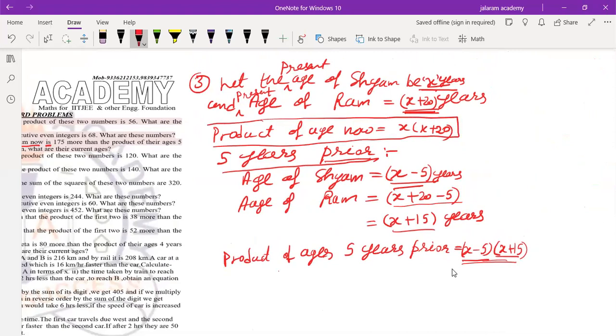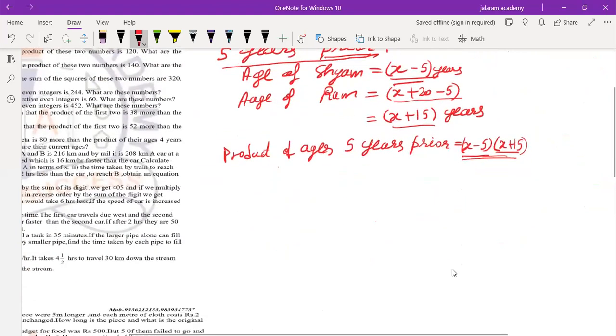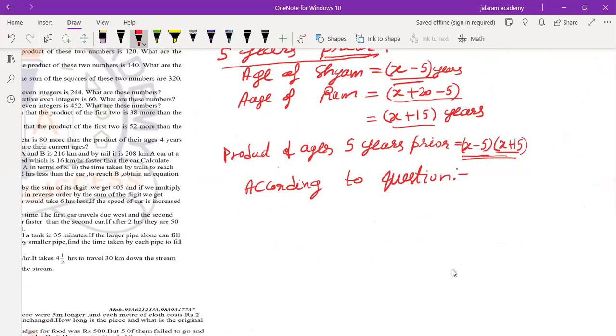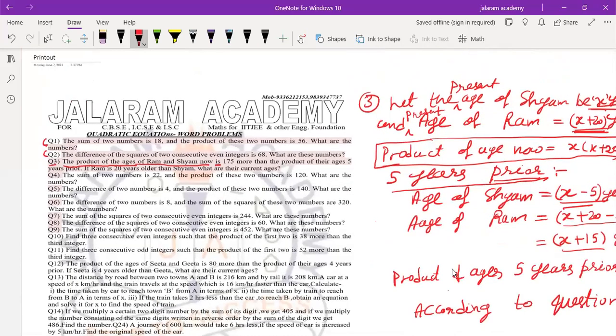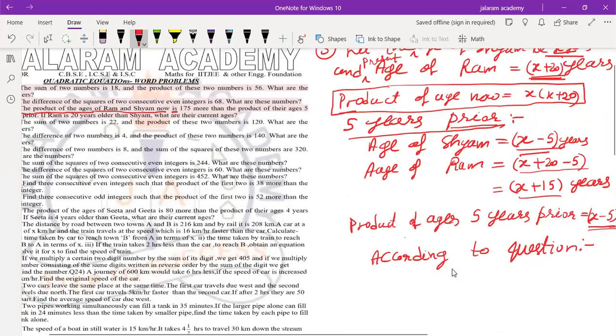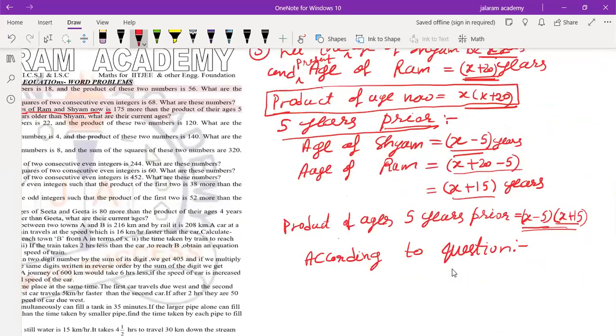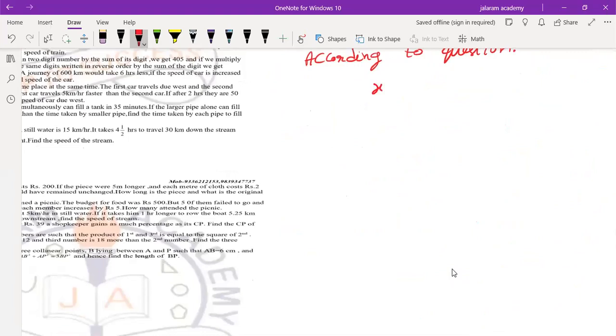So what is the product of the ages of Ram and Shyam now? According to the question, we have to convert it to an equation. What is written in the question? It is written that the product of the ages of Ram and Shyam now is x into x plus 20. So we write x into x plus 20.